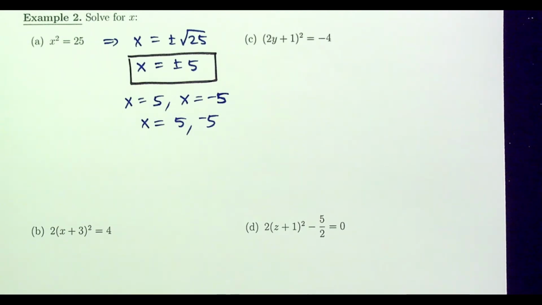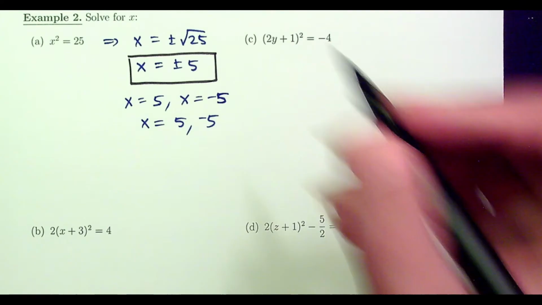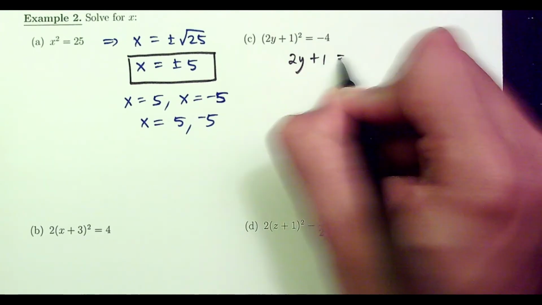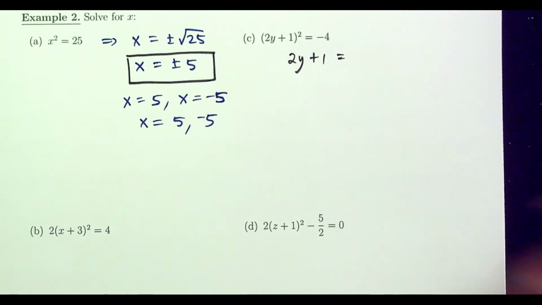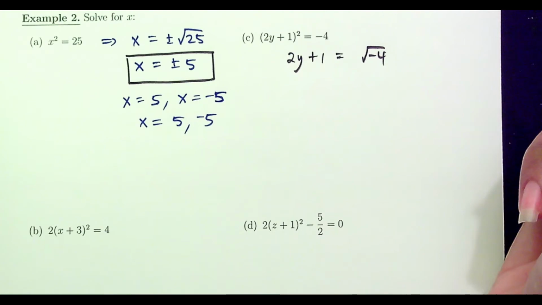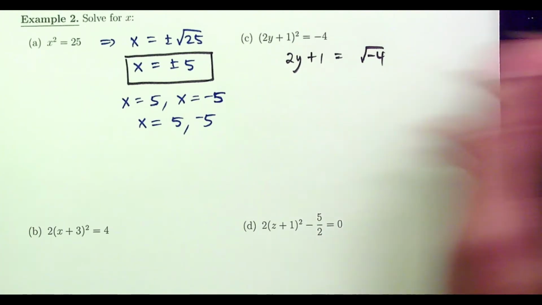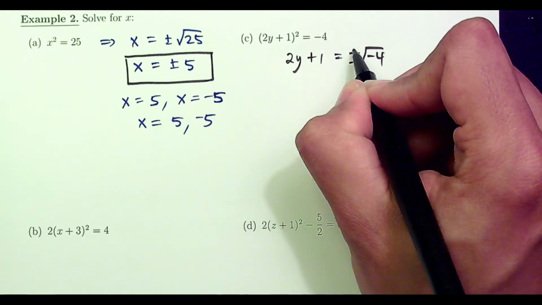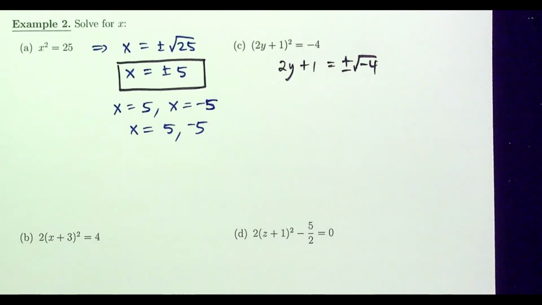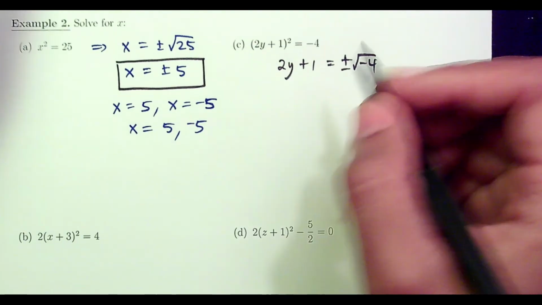So all we have to do is take the square root on both sides. On the left hand side, what that does is just gets rid of the square. And then on the right hand side, you take the square root as well, but you have to put plus or minus. You cannot forget that. That's the rule. You have to put plus or minus. Okay. And then you simplify and you find y.